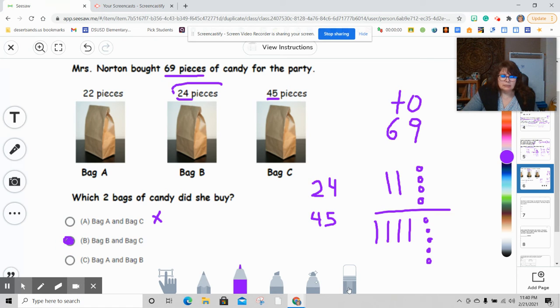Now, am I done? Probably not. I want to see A and B. Now in A, I can see that I have 2 10s and 2 1s. And in B, I have 2 10s and 4 1s. So I know 2 10s and 2 10s is 40. And then 2 plus 4 is 6. So it's 46. So I know C is not a good choice.